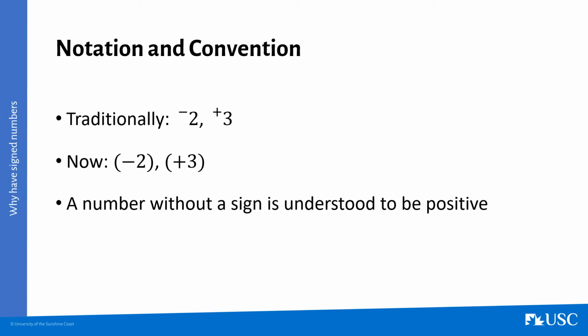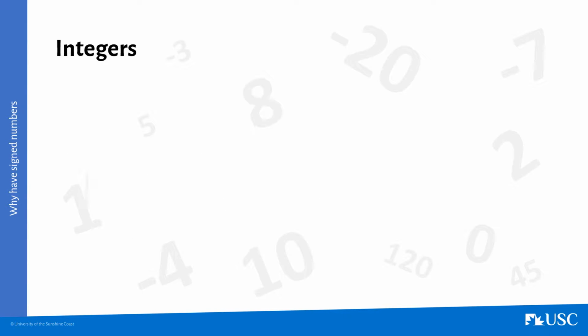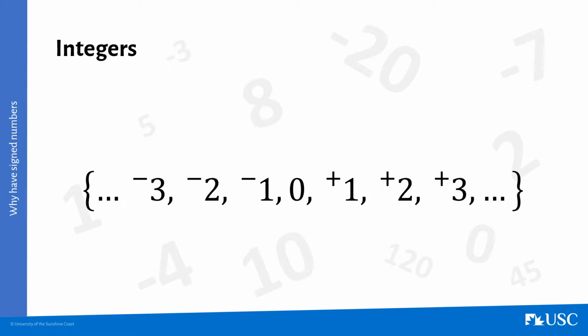A number without a sign is understood to be positive. So for example, 5 without a sign is understood to be positive 5. The set of positive and negative whole numbers together with 0 are called the set of integers, and they're given the symbol J.